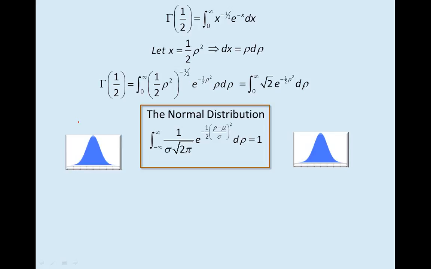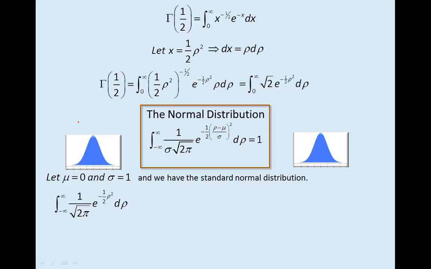Now, what I want to do is look at a particular case of this distribution where mu is equal to 0 and sigma is equal to 1. Now, when we do that, what we have is the standard normal distribution. And this particular graph would be symmetric about 0. Okay, now let's see what our integral looks like. Here's what we have.